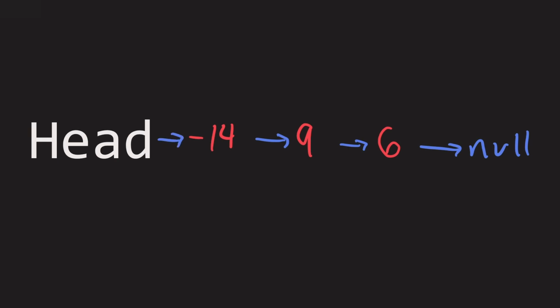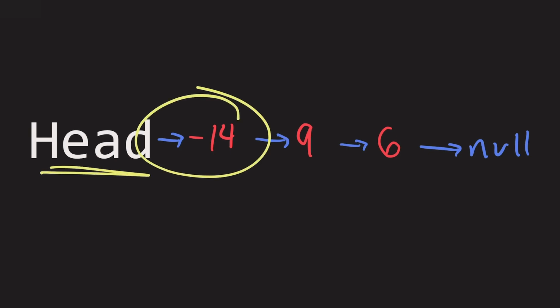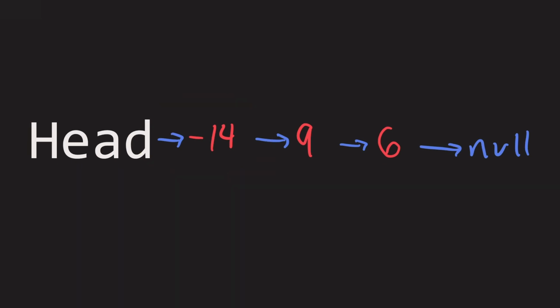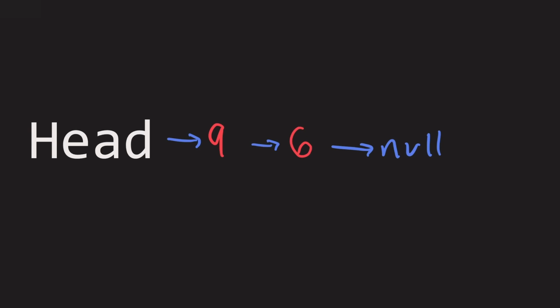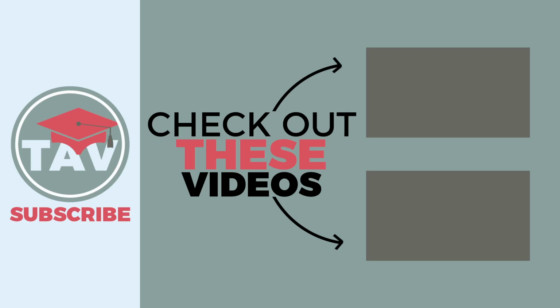If we wanted to peek, all we would have to do is return the value of head, which in this case is -14. This is because the head will always mark the start of our list, which is also conveniently the top of our stack. And now if we pop the stack, we see that the first element is removed and returned, and the head now points to 9. And that's all you need to know to understand the basics of stacks.